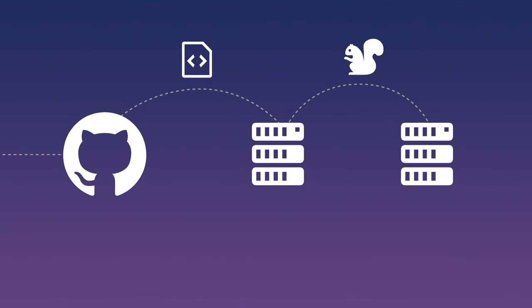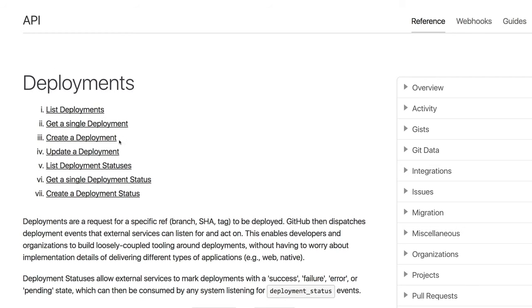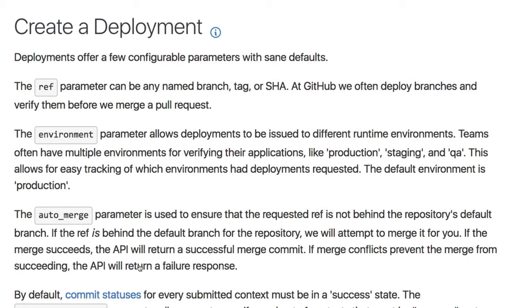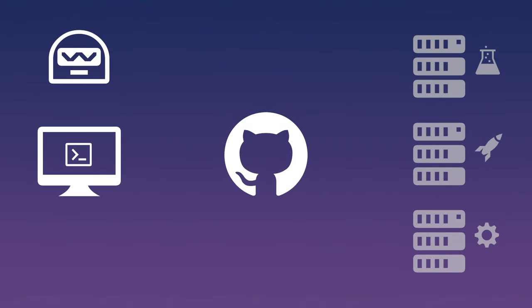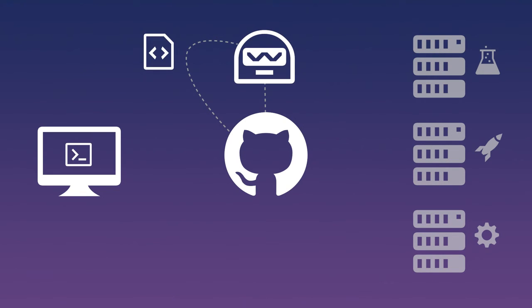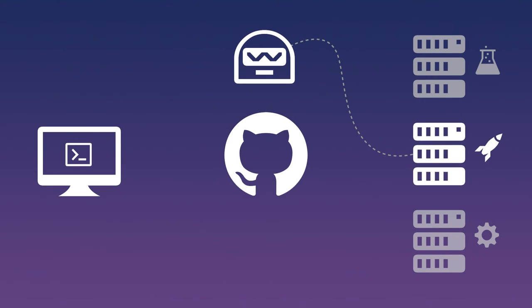If your project requires more flexibility, GitHub also exposes a deployments API that lets you create custom deployments from branches, tags, or commits. You can use the deployments API in conjunction with webhooks to automatically notify third-party systems, which can then retrieve a copy of the code from GitHub and deploy the version you request to the environment you specified.